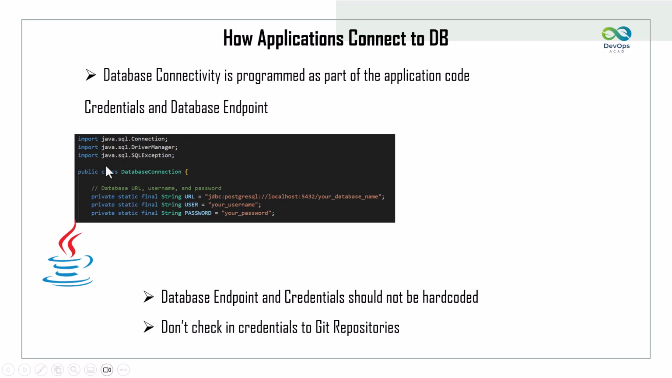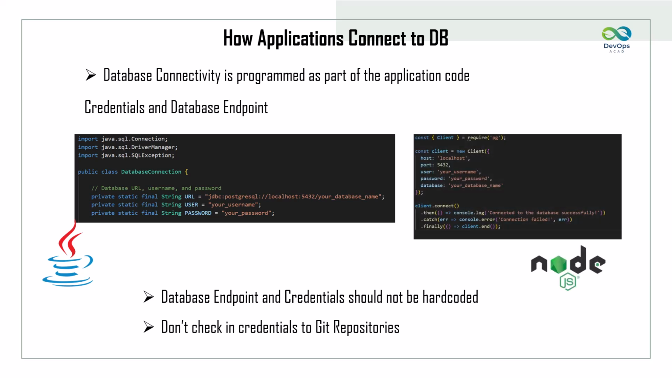So for example, this is a Java application code. Inside of that code, you're going to have a script or a file dedicated to handling the database connection. So you have your database connection right here, and then you have your database username, the URL, and then the password. Everything is part of the application code. Also, if you're using Node.js to build your application, this is a snippet of what it looks like. You have your credentials, your username and everything, and the database endpoint, everything is part of your code.